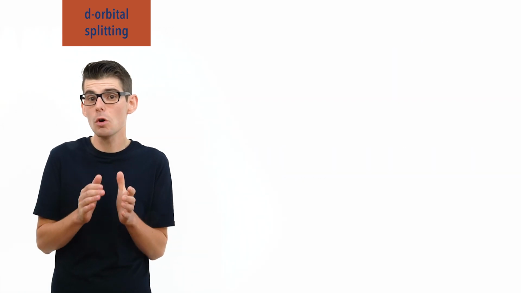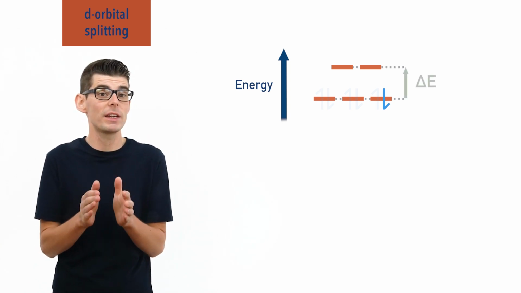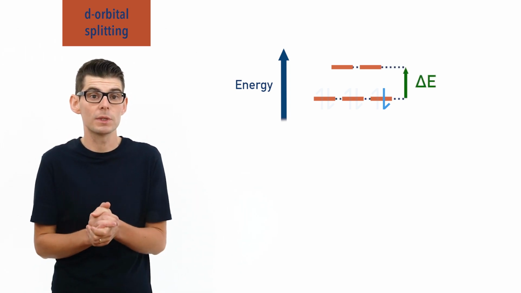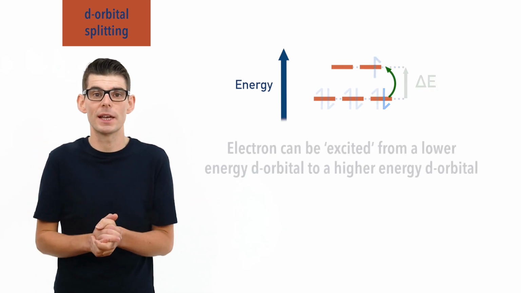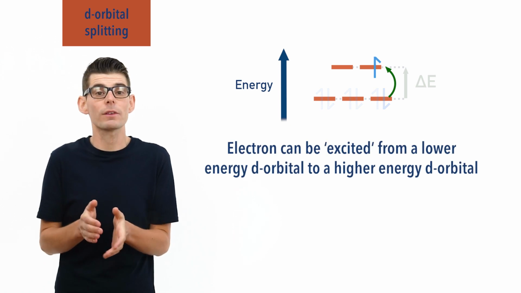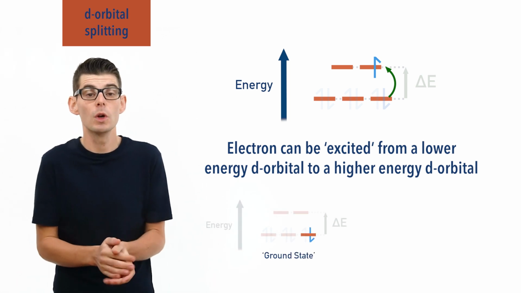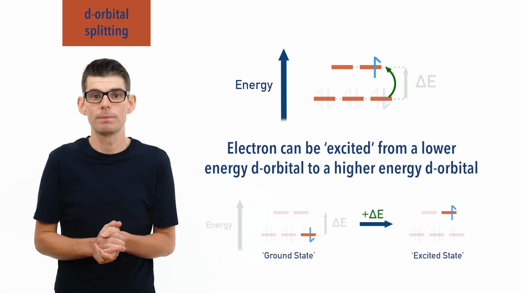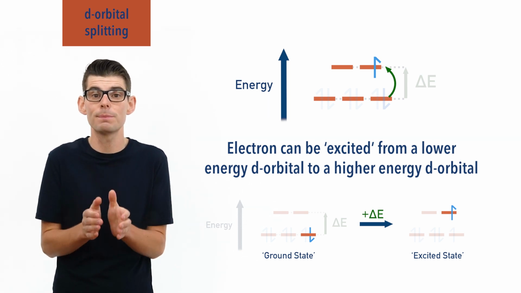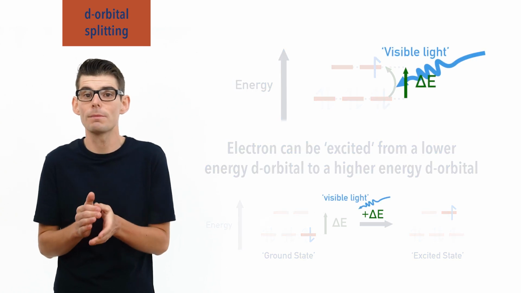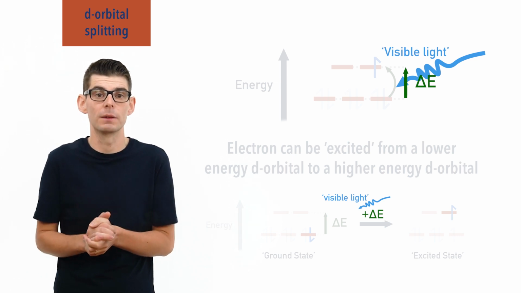If an electron in an orbital in the lower energy set is given the exact energy matching the energy gap between the split d orbitals, it can be excited to one of the available spaces in the higher energy set. When this happens, the electron is said to have been excited from its ground state, lowest energy possible, to an excited state. Usually, the energy required to do this can be found from waves of visible light from the visible region of the electromagnetic spectrum, and this is why transition metal ions form coloured compounds.